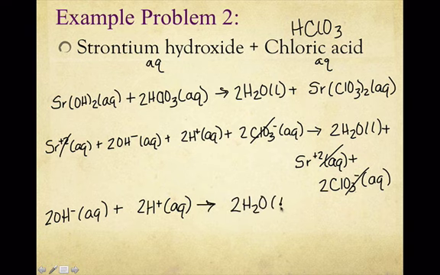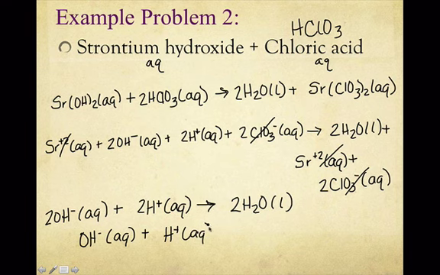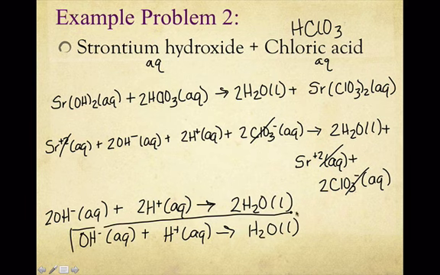And just like you should do with your regular balancing equations, because these are all 2's, I can reduce them down. So it's going to become a hydroxide ion plus the hydrogen ion gives you water. So that would be your final net ionic right there.